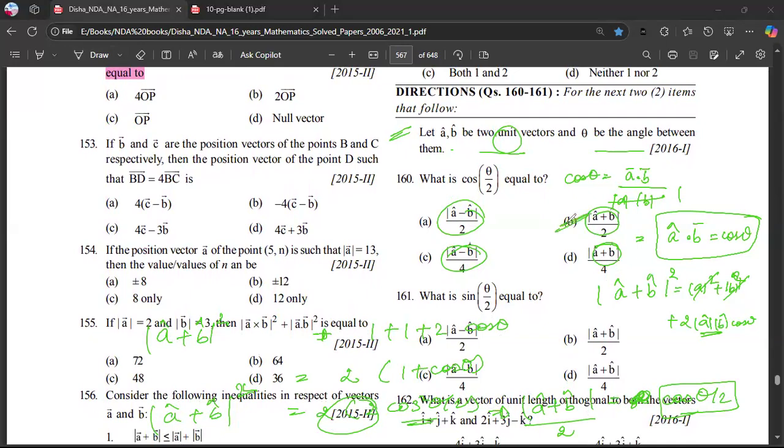And let me check the answer. 160B. Yes, 160B is the correct option. Any questions? Is this clear or not?